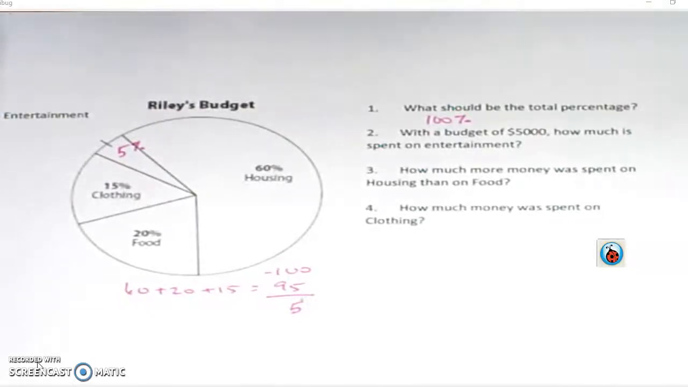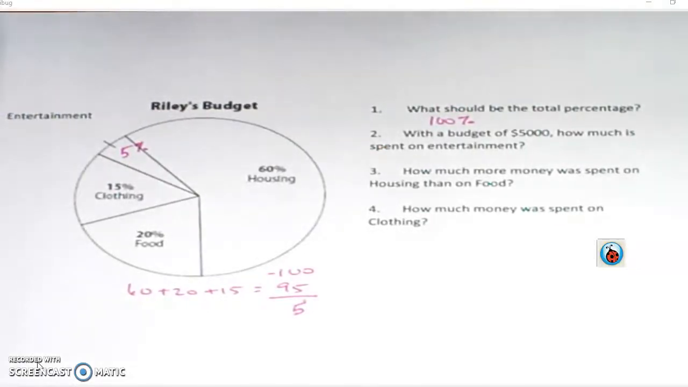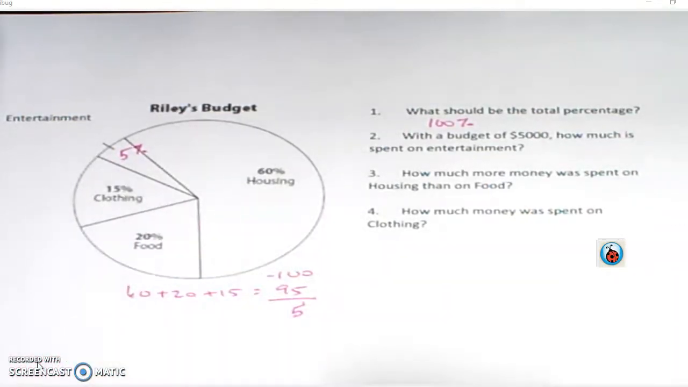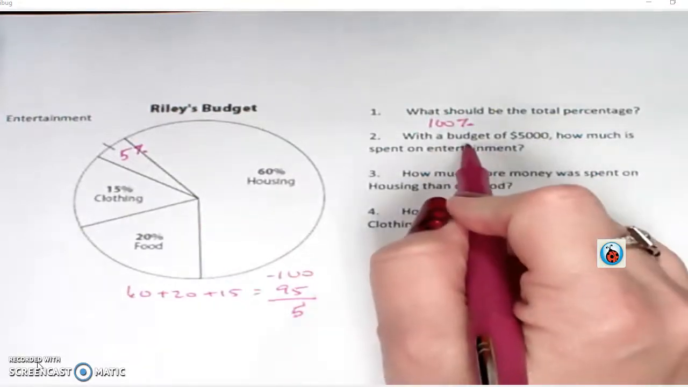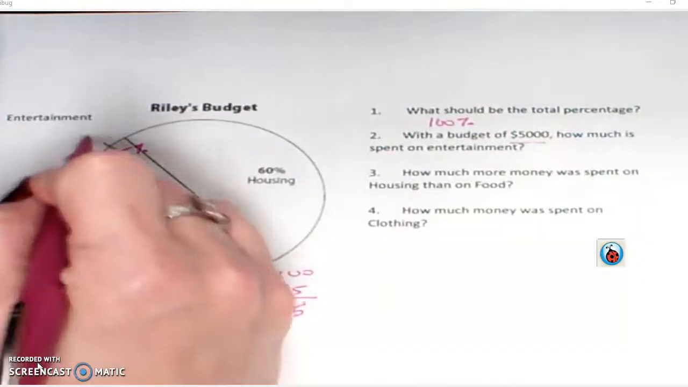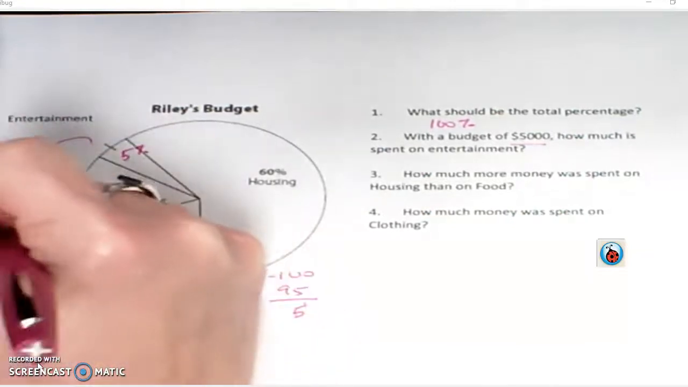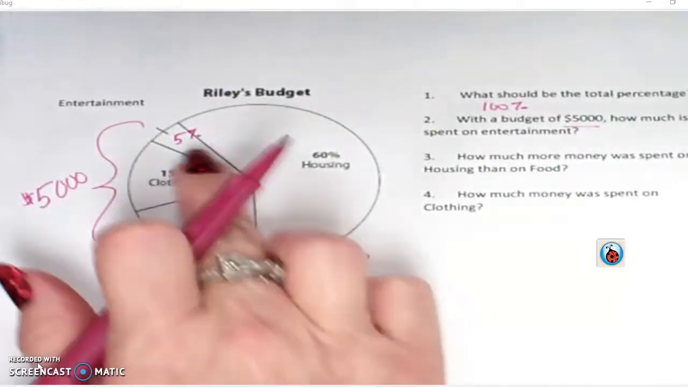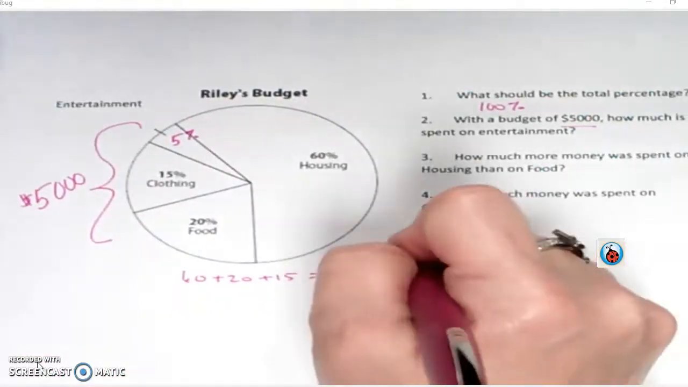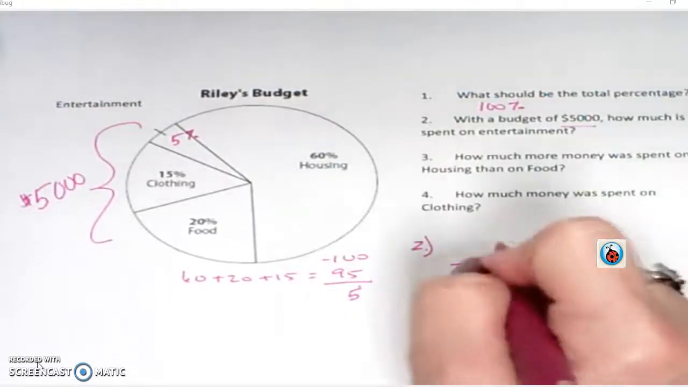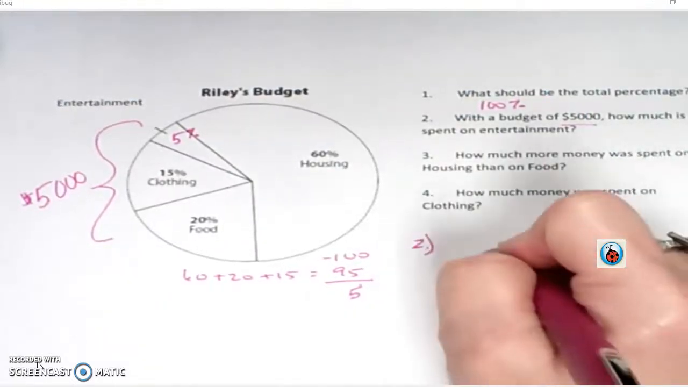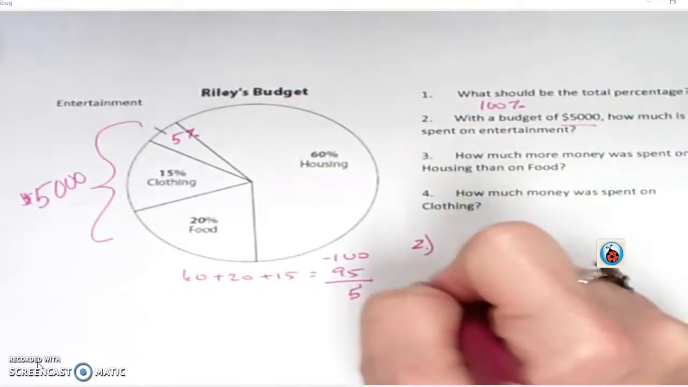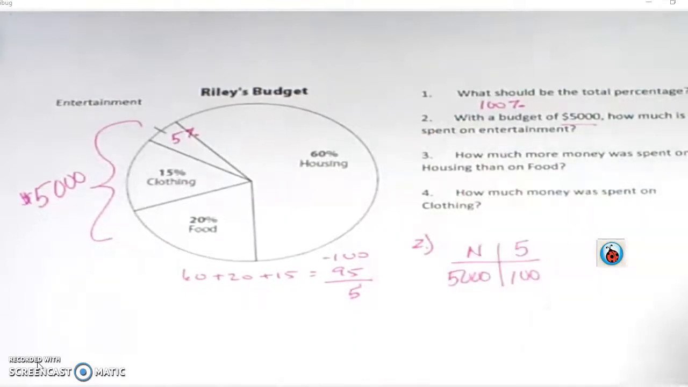Now, how much money did Riley spend on entertainment? They spent 5%, but how much money is that? So to figure out, if the whole budget was $5,000, so if this whole thing represents $5,000, how much is 5%? So for number 2, to solve that, we're going to do 5% out of 100. The whole amount is 5,000. How much did they spend?